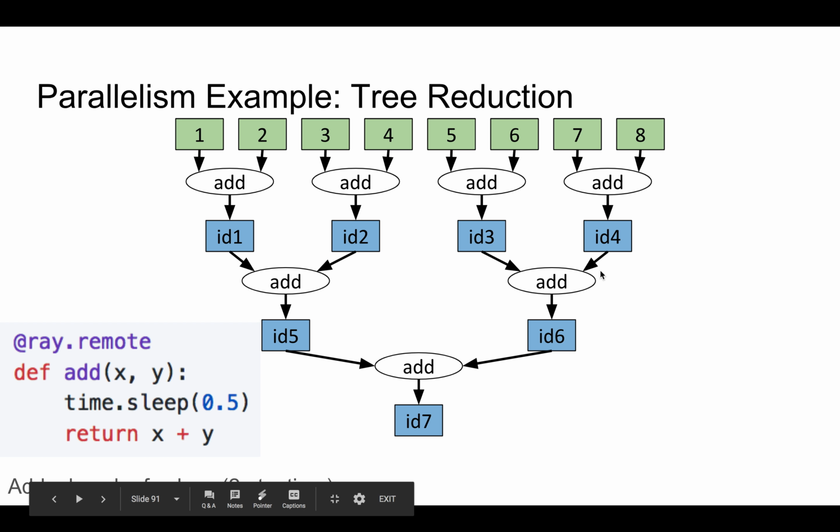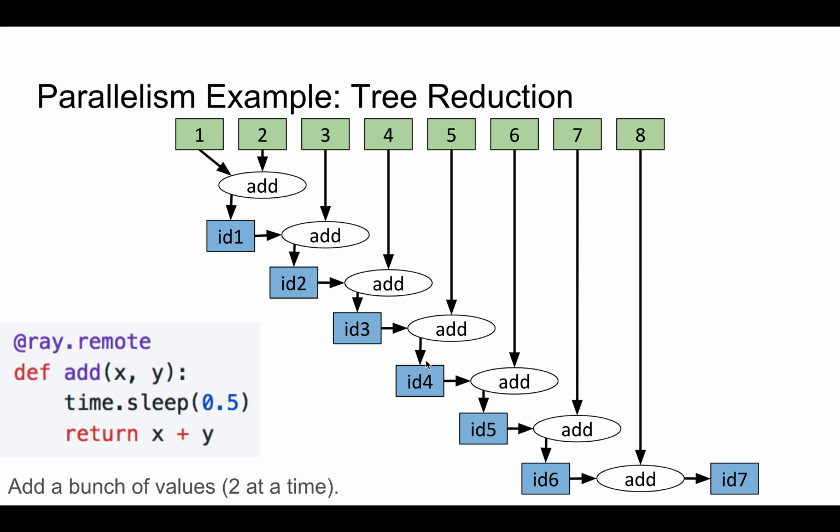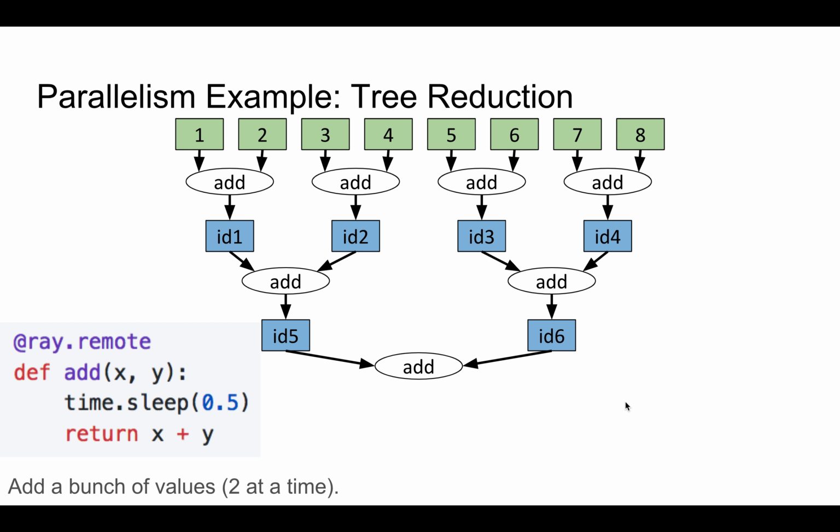So how long did this take? Well, if you look at the critical path, this last task depends on two tasks, which depend on these four tasks. And because of the parallelism, this first stage can take half a second, the second stage takes half a second, and this last stage takes half a second. So in total, it can be 1.5 seconds, whereas the previous picture took 3.5 seconds. So that's a big difference.